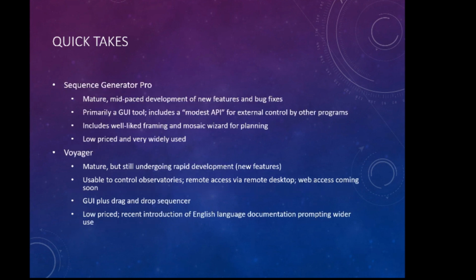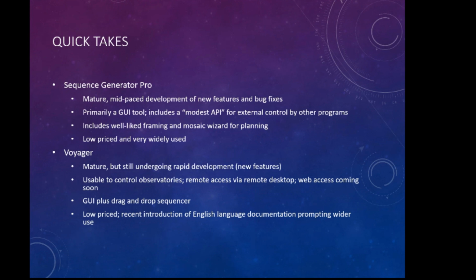Sequence Generator Pro, also reasonably mature, has a medium pace of development, primarily GUI. It does have a little bit of an API, but it's really not a scripting-oriented product. People really like its framing and mosaic wizard on the planning side. Low priced, about $100, and it's also very widely used.